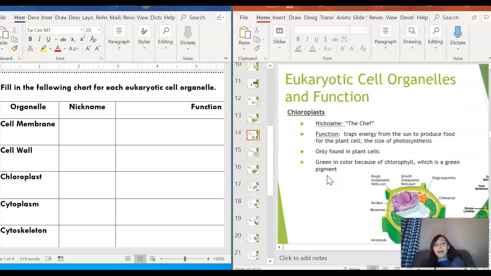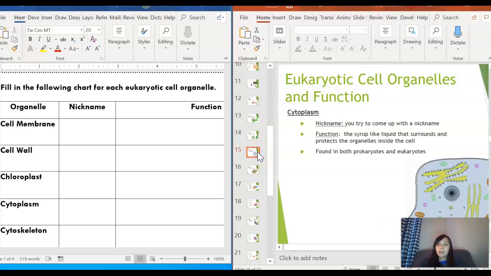We have chloroplast. The nickname is the chef. The function is that it traps energy from the sun to produce food for the plant cell. It does photosynthesis. It is only found in plant cells. Green in color because of chlorophyll, which is a green pigment.